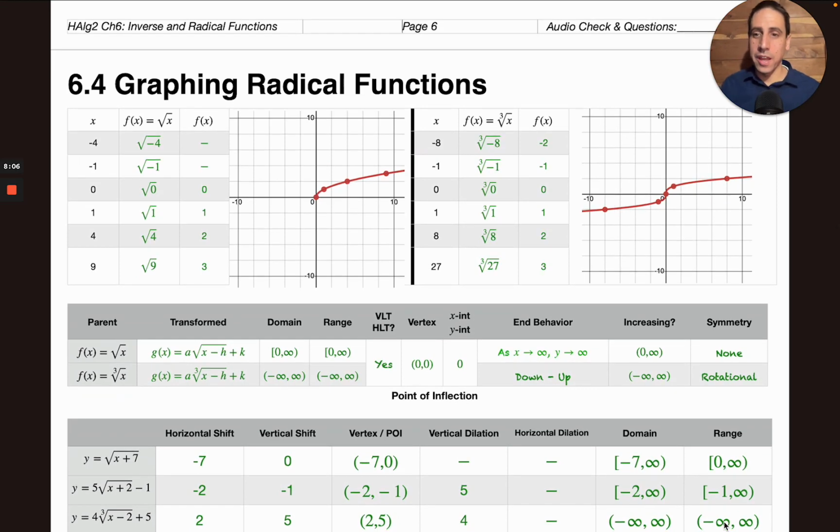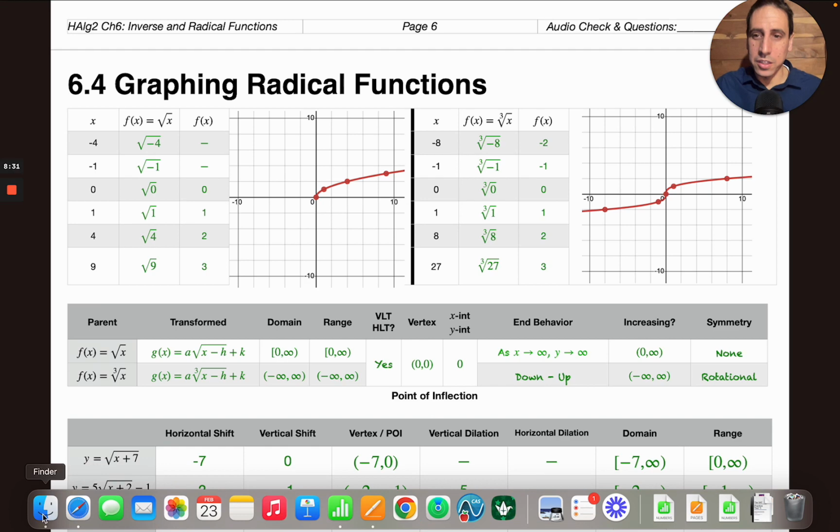Let's go to cube root land. All right, so we've got 3 numbers here. We've got a horizontal shift, a vertical shift, and a vertical dilation. You can see x - 2, so we see a -2 and switch that around to get +2. 5 is where the new point of inflection is. It used to be at 0, 0, as you can see here, but the new point of inflection, everything got shifted 2 units to the right and 5 units up.